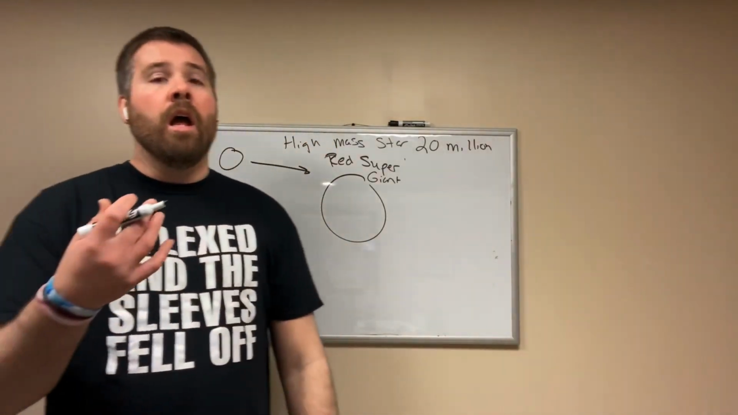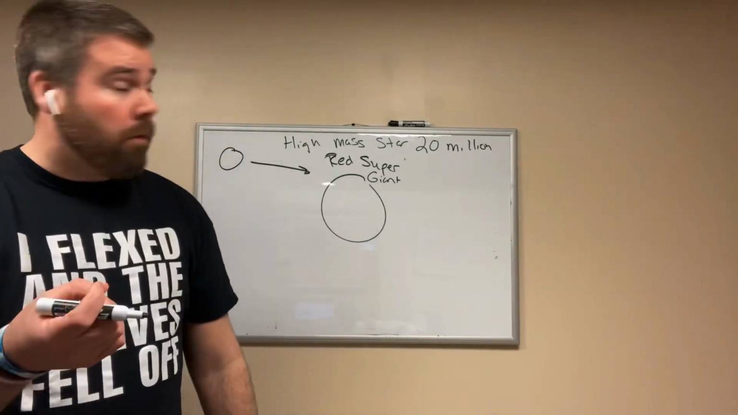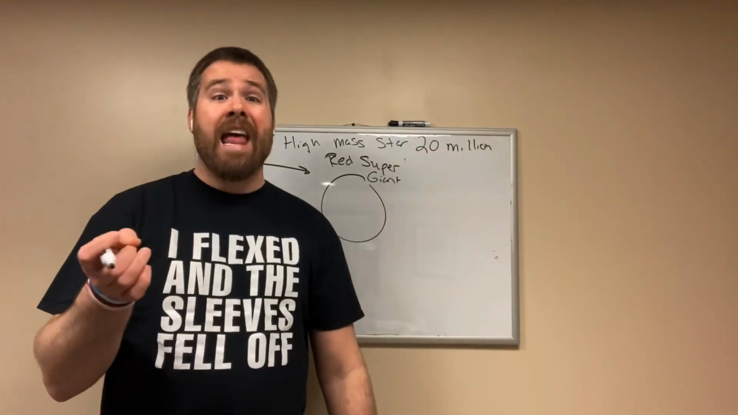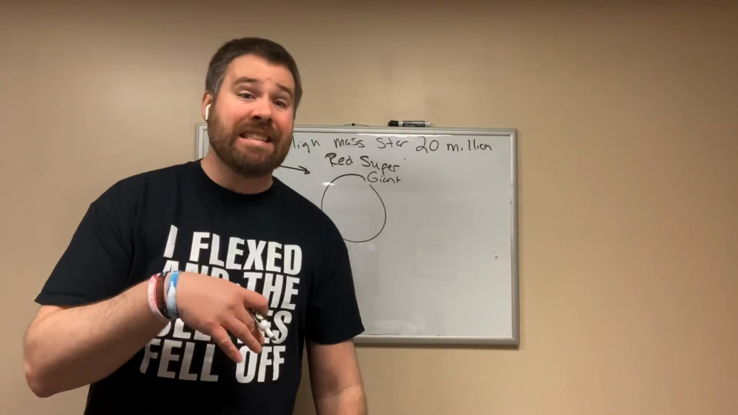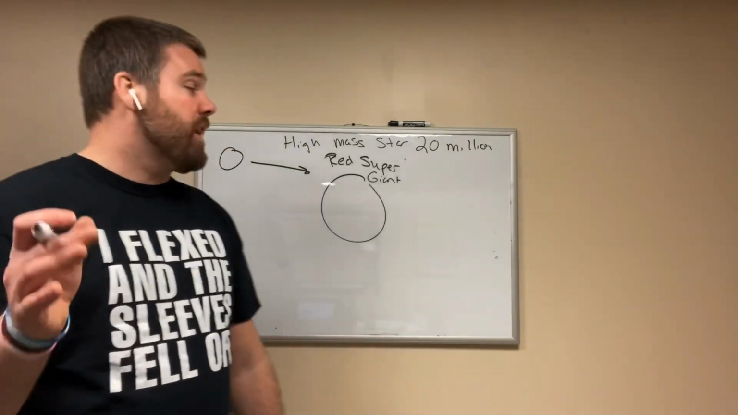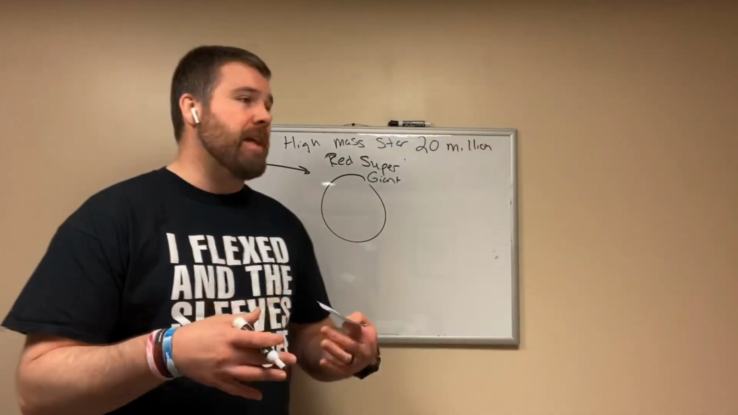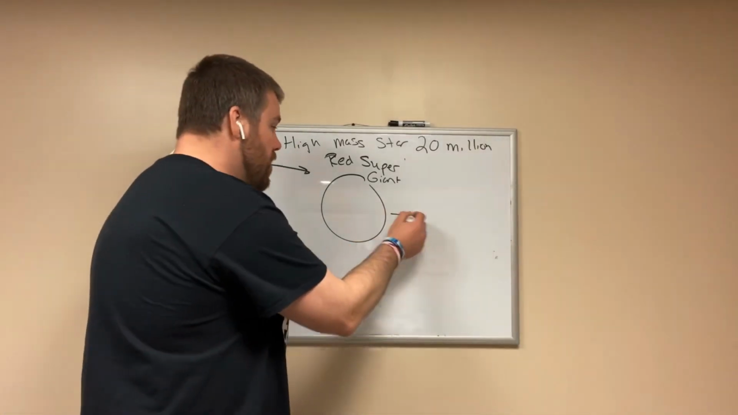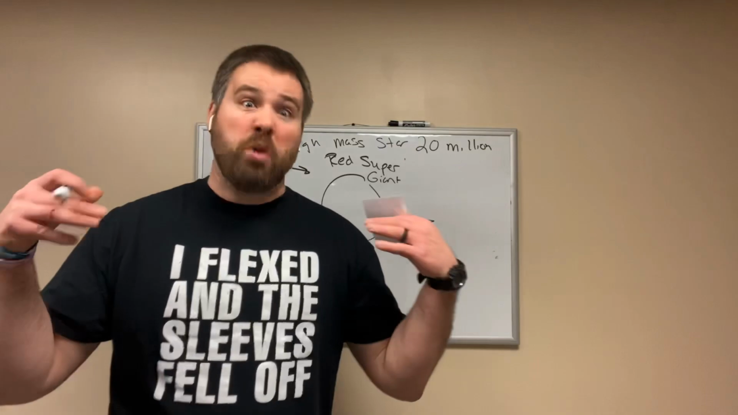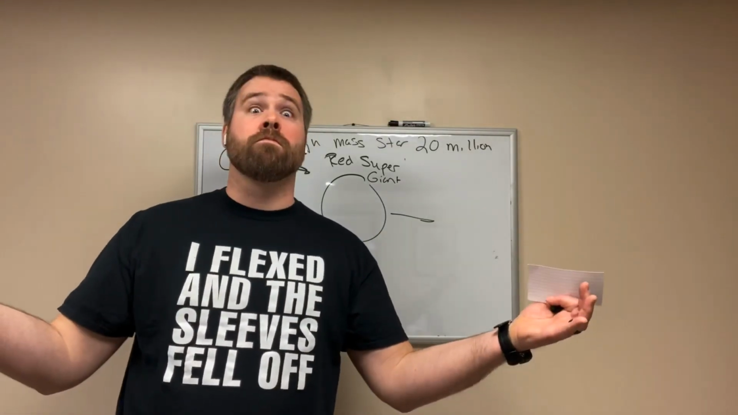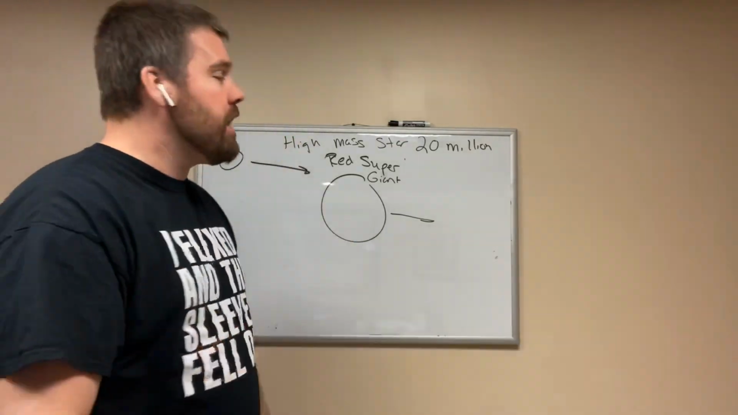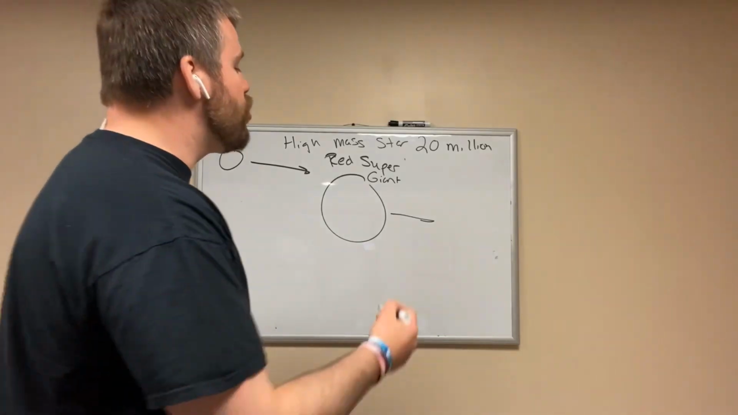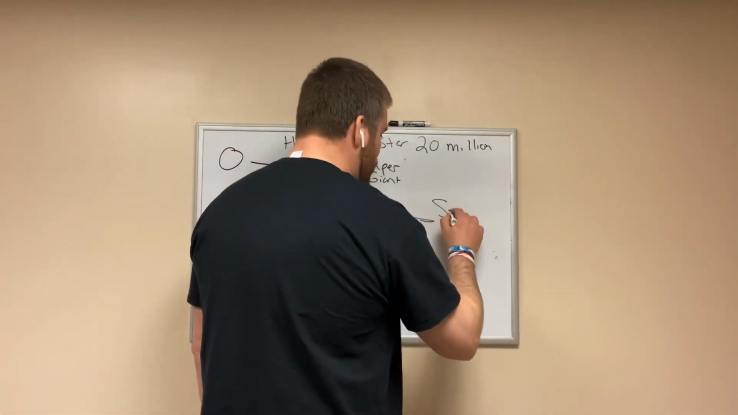Now, let's see how high mass stars end in a blaze of glory. Think about this. A red supergiant expands, just like a balloon. It does what? It explodes. And when it explodes, it's what we call a supernova. A supernova.